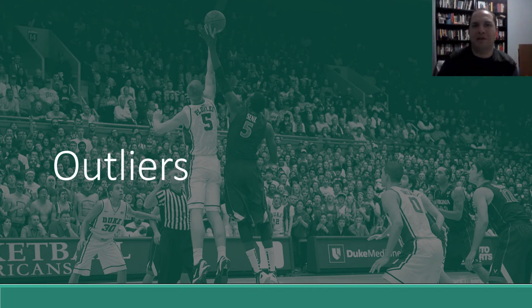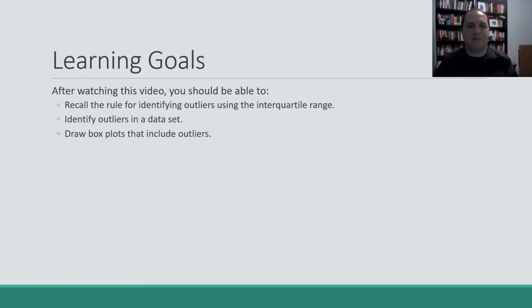Hi students, in this video we're going to take a bit more of an in-depth look at what makes a data point an outlier. So after this video you should be able to recall the rule for identifying outliers using the interquartile range. You should be able to use that rule to identify outliers and then finally draw box plots that include outliers and show what outliers look like in a box and whisker plot.